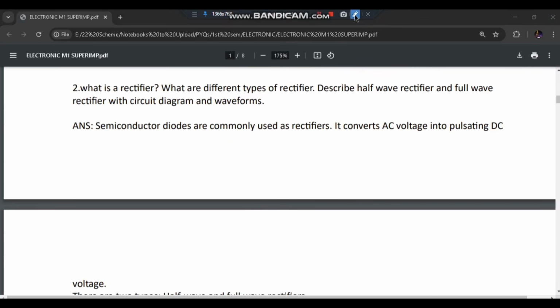Next question, what is a rectifier? We had a look at the rectifier in the above diagram, right? There are different types of rectifier as well, half wave and full wave rectifiers. I have to explain those things. So what is a rectifier?